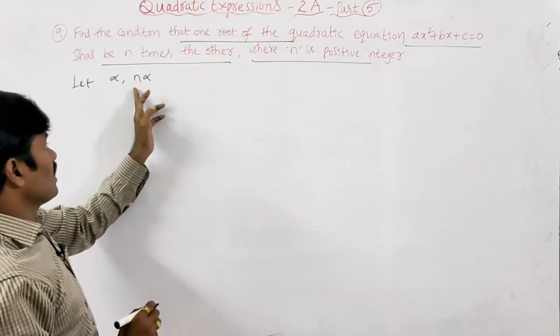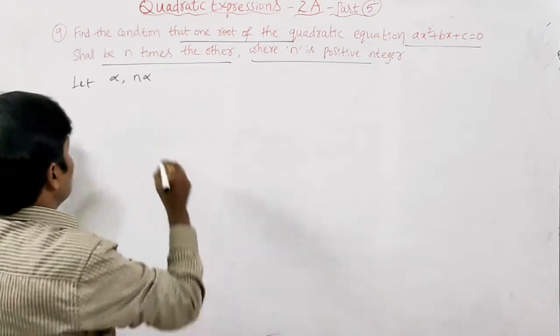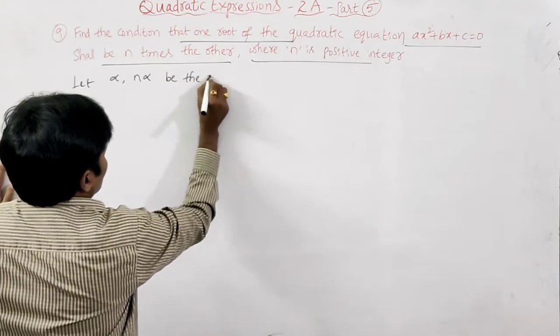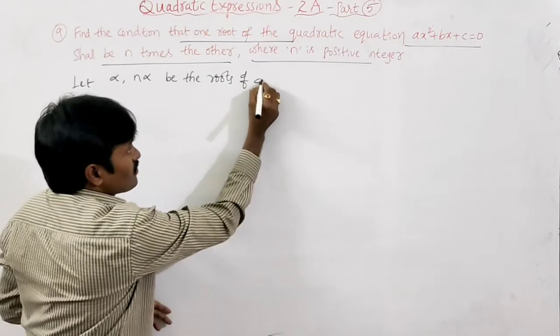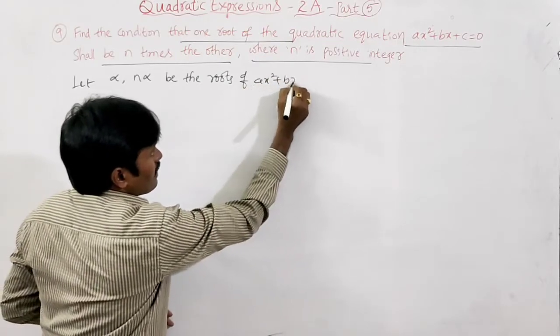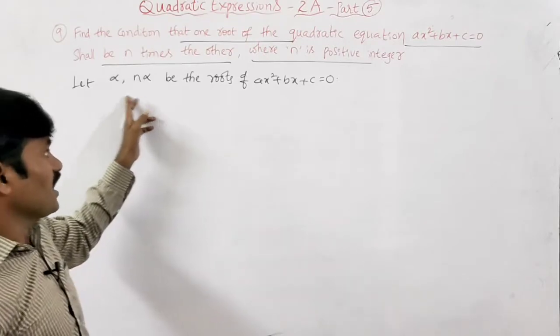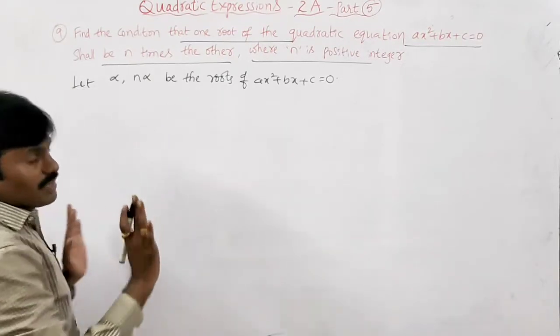So the other root is n times the other. One root is alpha, another root is n alpha. Let alpha, n alpha be the roots of the quadratic equation ax square plus bx plus c is equal to 0.